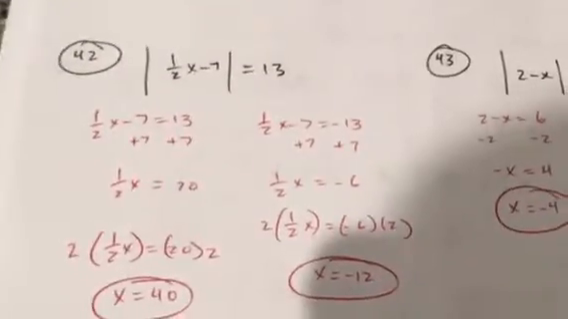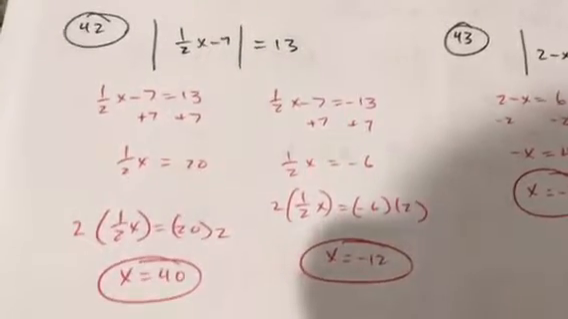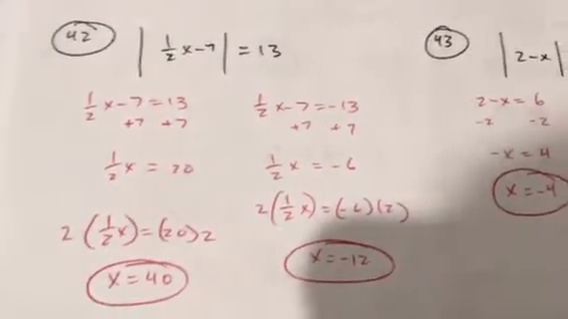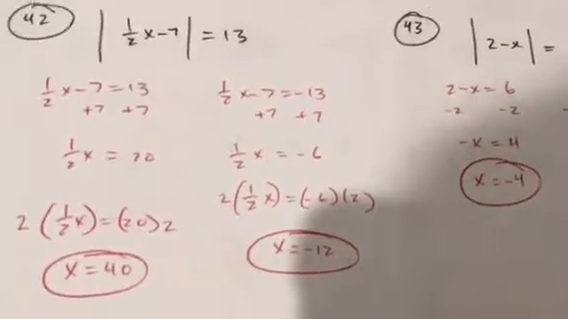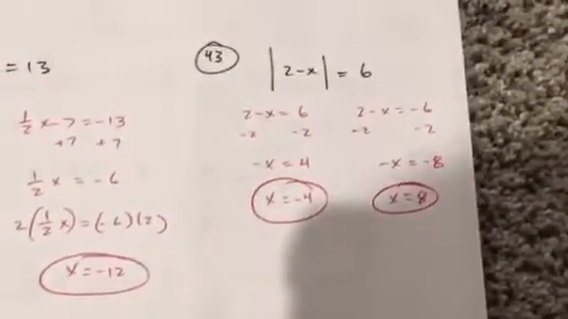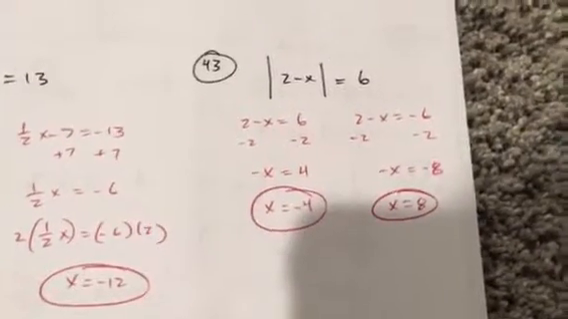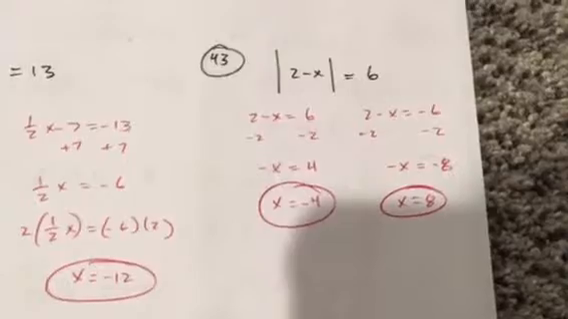This next one, 1/2 of x minus 7 is 13. You're going to double both sides. Don't take the half of 20, but double 20 to get 40. Same thing here. Do not take half of negative 6, but double it to get negative 12. 2 minus x is 6. If negative x is 4, then x is a negative 4. If negative x is negative 8, then x is a positive 8.